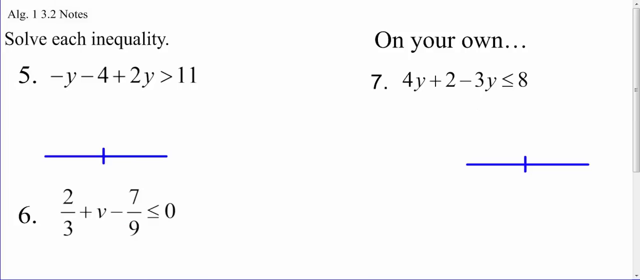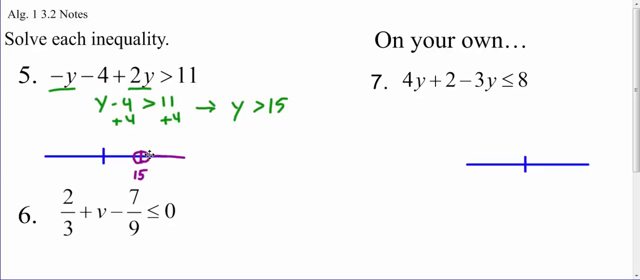Alright, let's do a little bit more of this work. Number 5, negative y minus 4 plus 2y greater than 11. Now, this is a pretty quick problem, but you got to make sure you're paying attention here. We got a negative y plus 2y, so I'm going to rewrite that as y minus 4 is greater than 11, and then we would just add 4 to each side, and I'm going to work over to the right here and say y then is greater than 15. Apparently, all inequalities have an answer of 15. That's not true, by the way, but we've run into a lot today. So y is greater than 15. Open circle right there, arrow to the right.